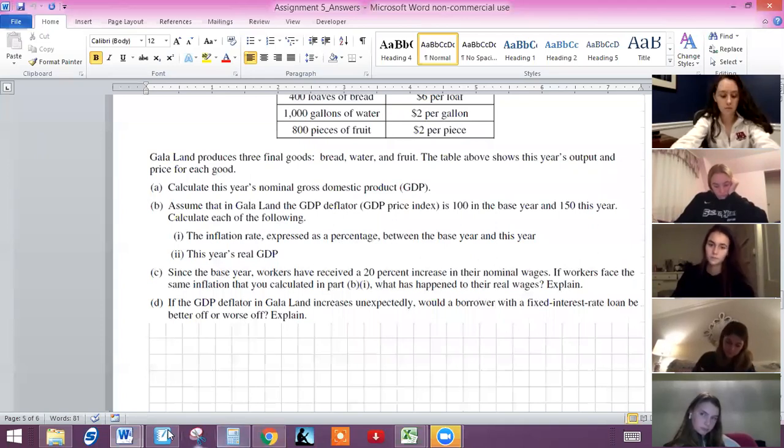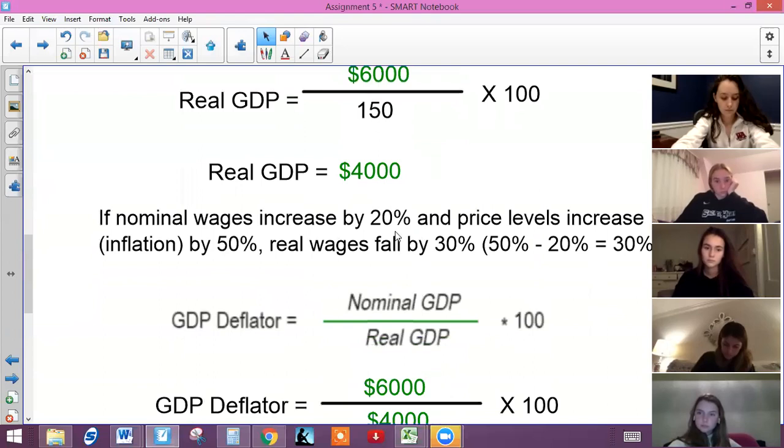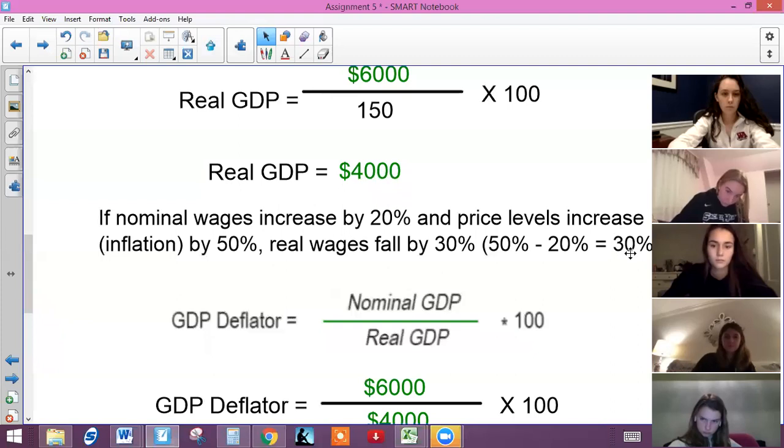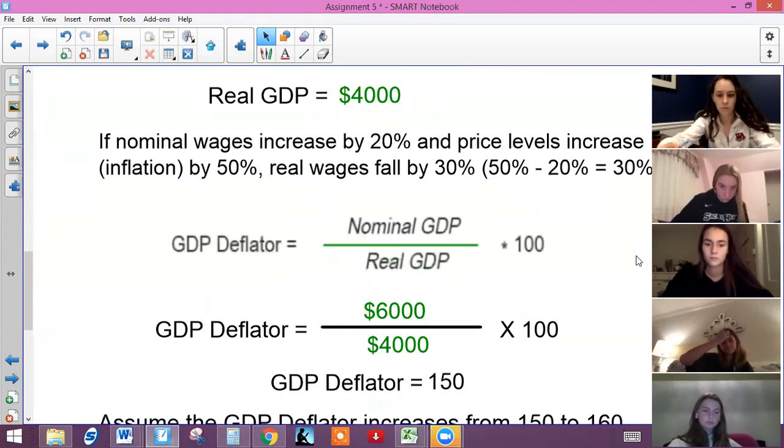Well, that's easy. If we have a wage increase of 20%, and the inflation rate is 50%, then we just simply subtract, and the real value of their money actually dropped by 30%. So because of this high rate of inflation, they actually took a pretty serious pay cut in real dollars, okay?